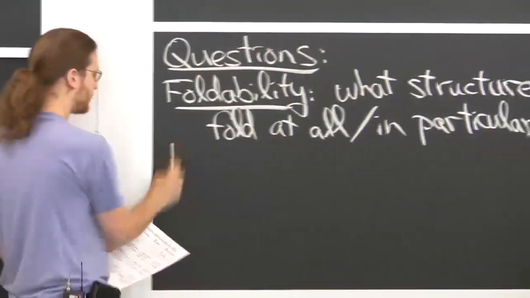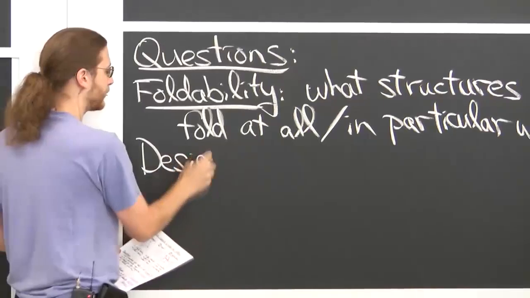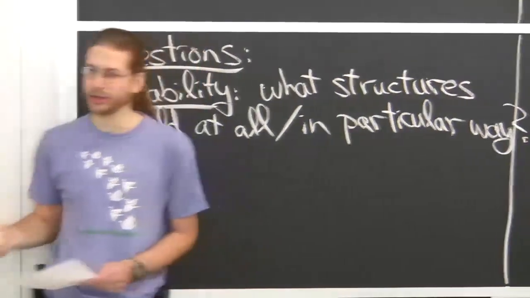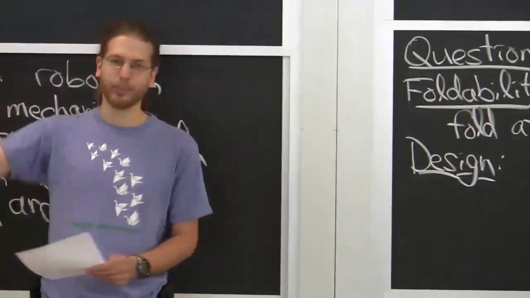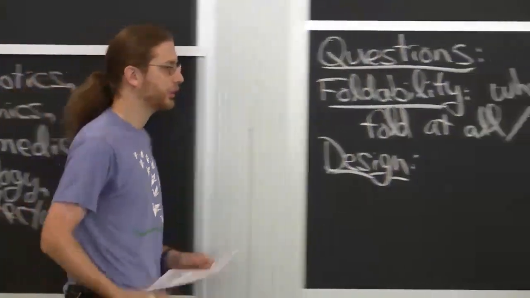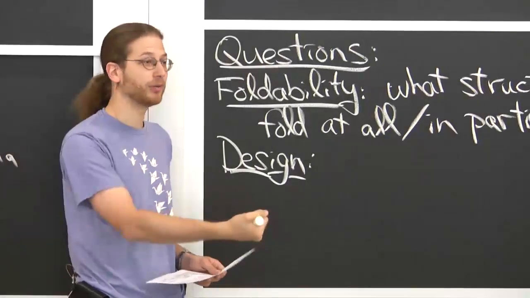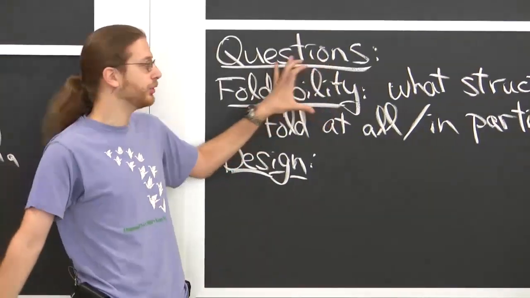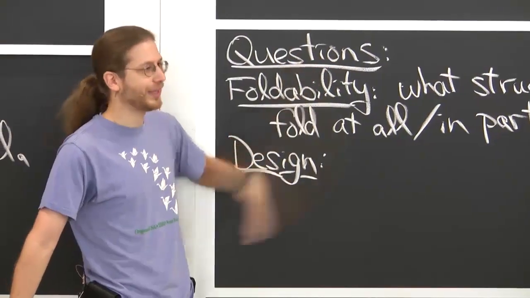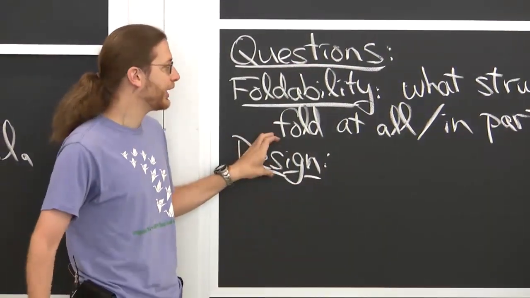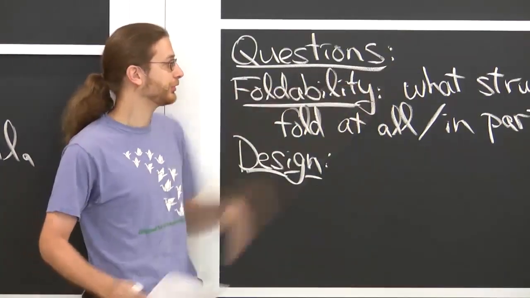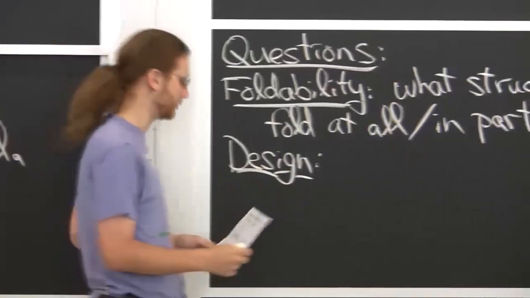And this is in contrast to a design question, where what you start with is a goal, like I want to make a butterfly, and then the question is, how do I fold a piece of paper to make that butterfly? So here you're given maybe a crease pattern, you're given some structure you want to fold, you want to see how it folds. In design, you're given the goal, and you want to figure out what you should build, what folding structure should I make that will achieve this goal?